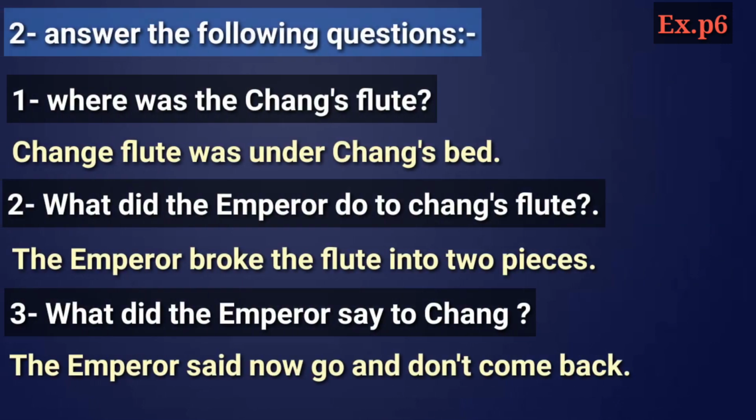Number 2, answer the following questions. Number 1, where was Chang's flute? The answer is Chang's flute was under Chang's bed. Number 2, what did the emperor do to Chang's flute? The answer is the emperor broke the flute into 2 pieces. Number 3, what did the emperor say to Chang? The answer is the emperor said, now go and don't come back.